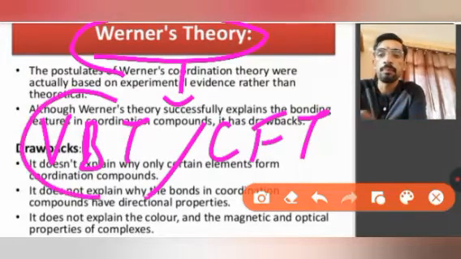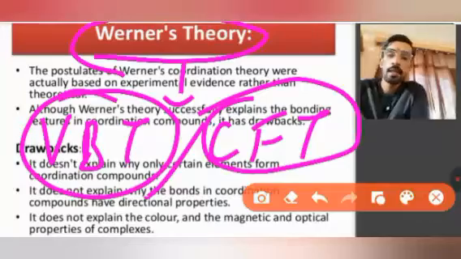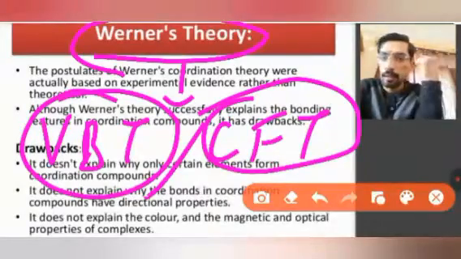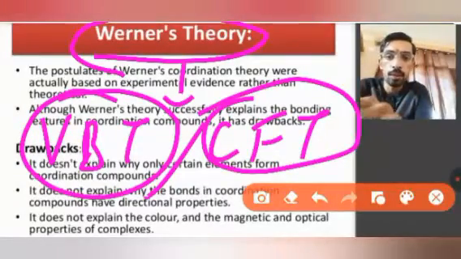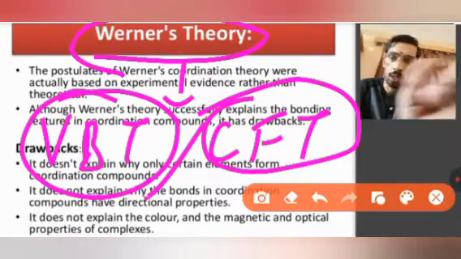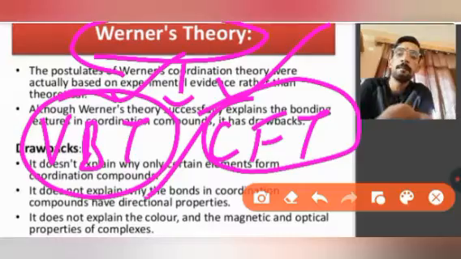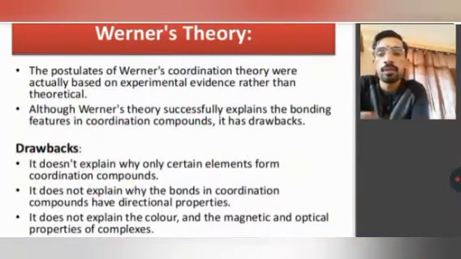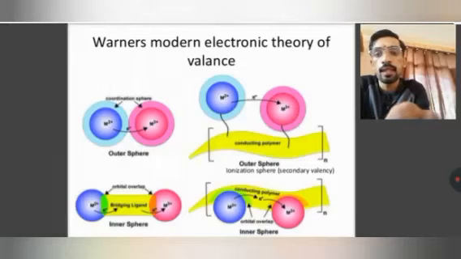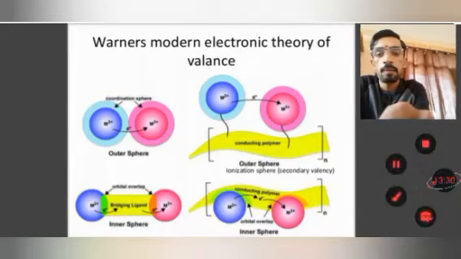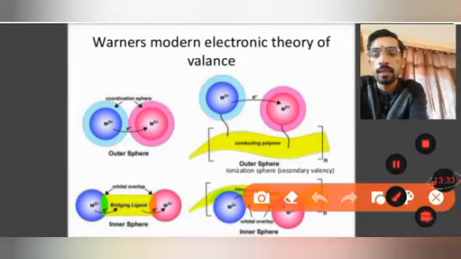Two theories came, valence bond theory and crystal field theory. And dear students, once again remember these words, valence bond theory and crystal field theory, because at the end of this chapter both these theories are coming. At that time I will ask you where we studied valence bond theory and crystal field theory.